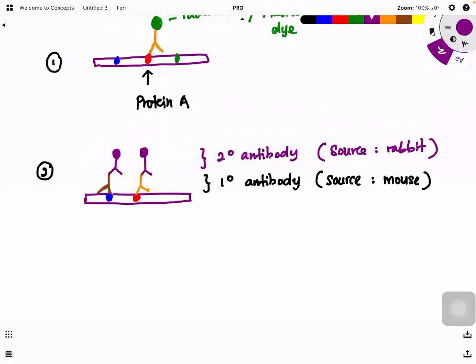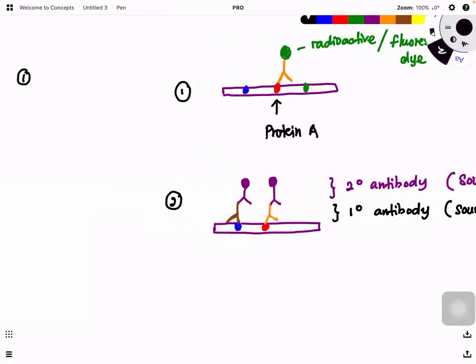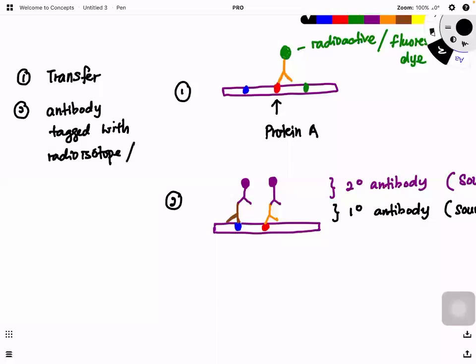So in our syllabus, the explanation is very simple. First, we just say that using the Western blot, we transfer the proteins from the gel onto the membrane. Second, we just say that we can use the antibody. So this antibody is actually tagged with either a radioisotope or a fluorescent dye. Okay, so it depends on the method.